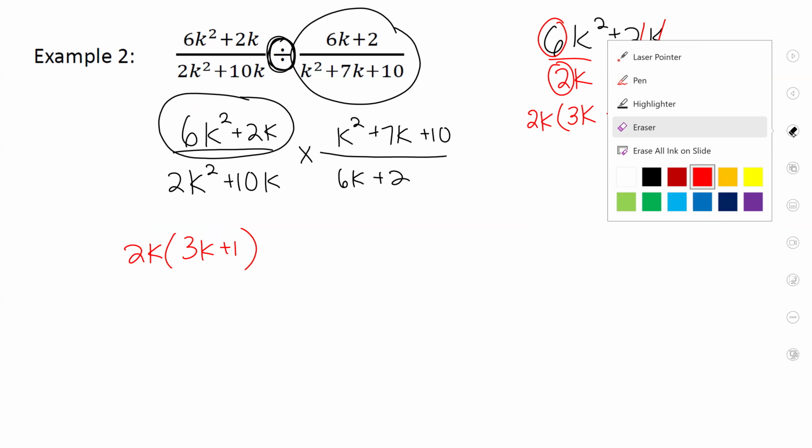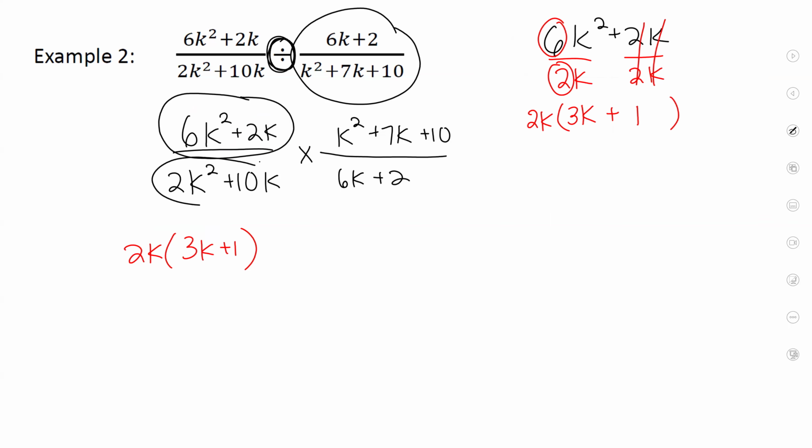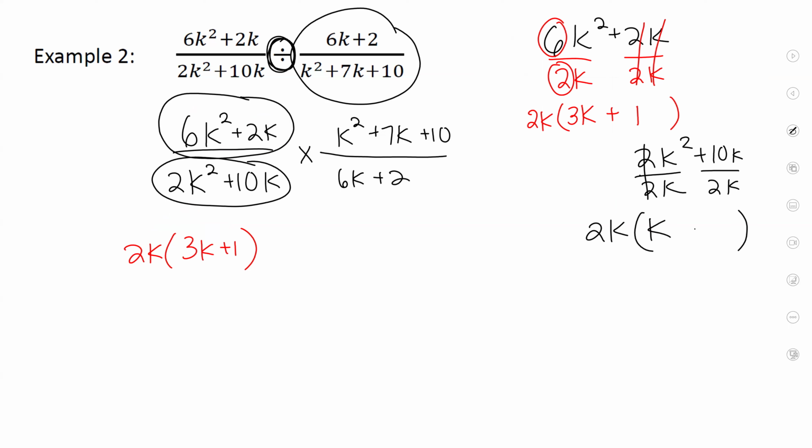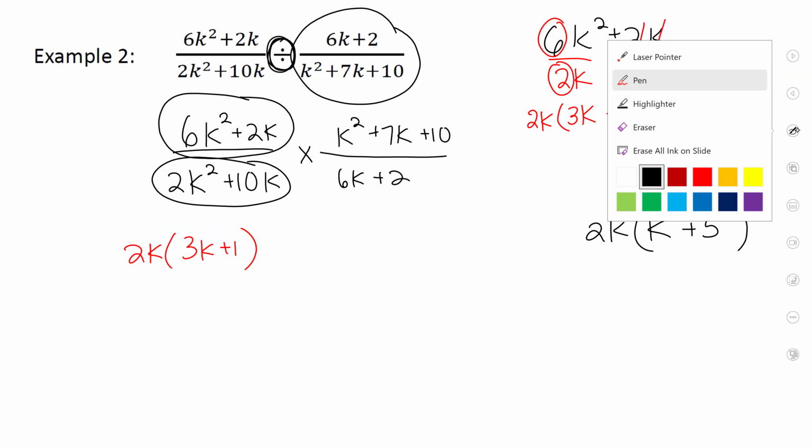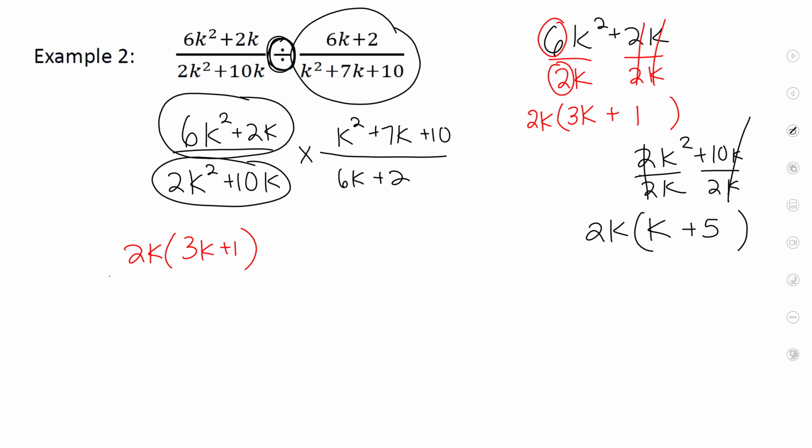Okay, let's do this bottom left. Let's do this denominator. What can these both be divided by? Oh, 2k again. Okay, so 2k divided by 2k. So 2k will be on the outside. Those cancel. I'm left with a k. 10 divided by 2 is 5, and those k cancel. So this denominator is 2k on the outside times k plus 5.